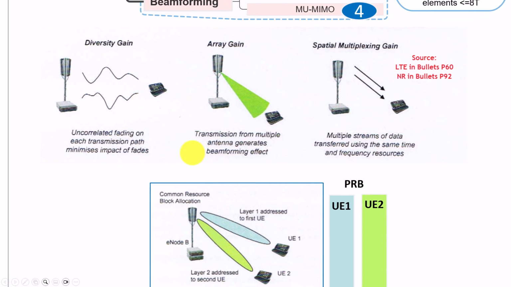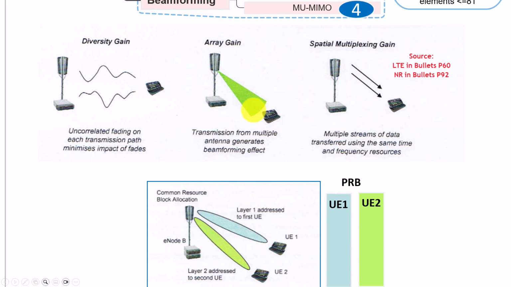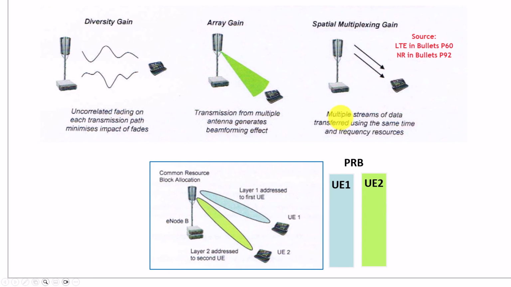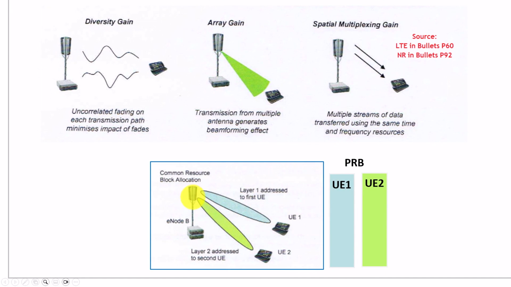This was a high-level understanding of the diversity gain. The array gain is using more antenna elements to generate a beamforming effect by making a higher directivity towards the user, which can improve the coverage and the quality as well. Spatial multiplexing is the easiest one, where you have two streams of different data being sent to the user. And in multi-user MIMO, you have two different beams being sent. Each user can get the full resource blocks, so the resources will not be divided between them. For example, layer 1 will address user 1, layer 2 will address user 2, and each one will get the full resource blocks.